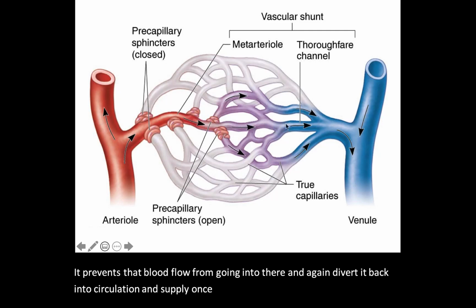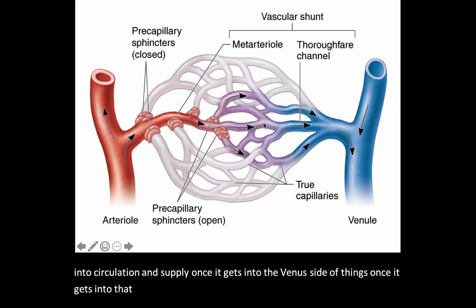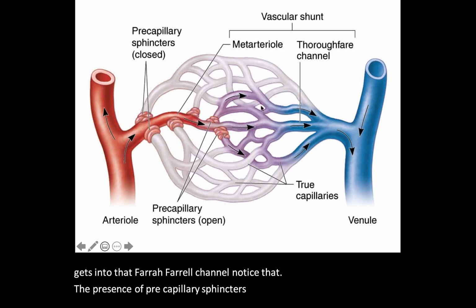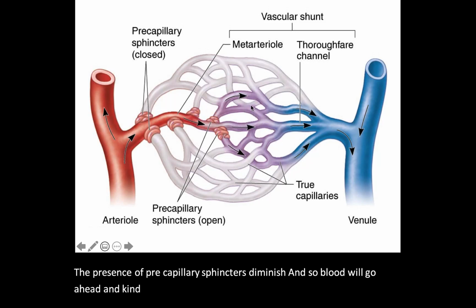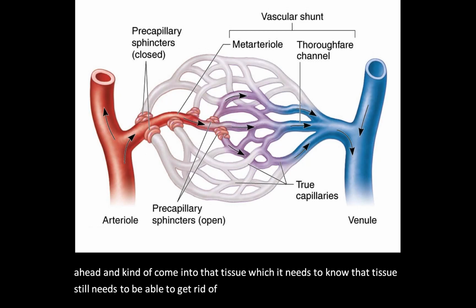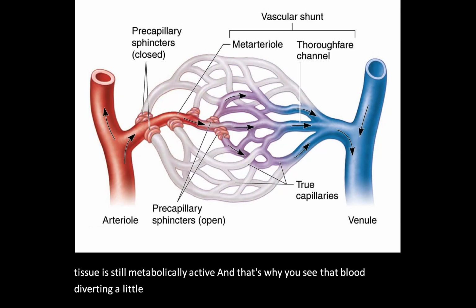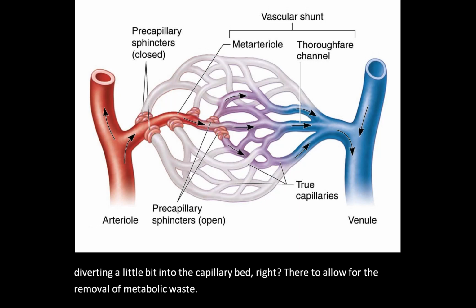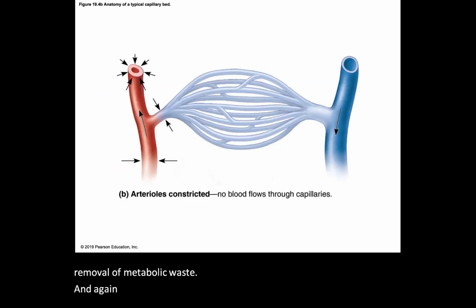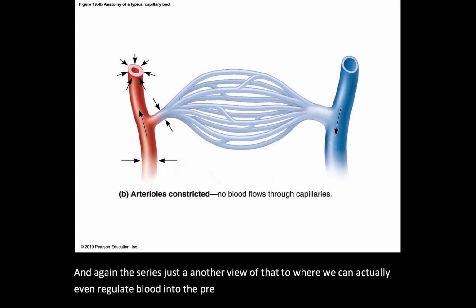Once it gets into the venous side of things, once it gets into that thoroughfare channel, notice that the presence of precapillary sphincters diminishes. And so blood will kind of come into that tissue, which it needs to. That tissue still needs to be able to get rid of waste product, of metabolic waste. That tissue is still metabolically active. And that's why you see that blood diverting a little bit into the capillary bed right there to allow for the removal of metabolic waste. And again, this here is just another view of that, where we can actually even regulate blood into the precapillary sphincters by causing vasoconstriction within an arteriole.